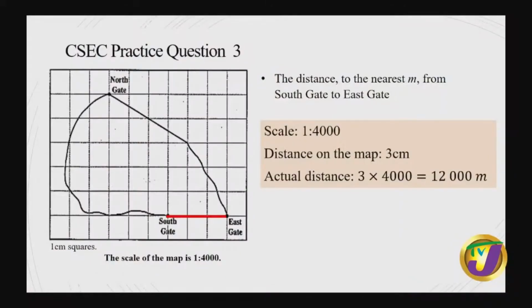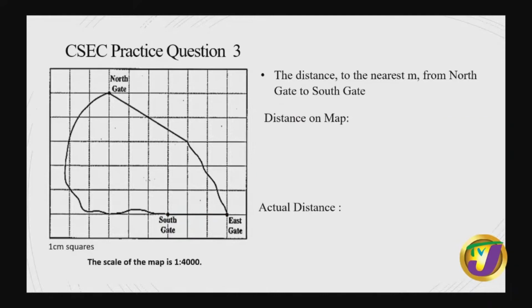Now, the next question asks us to find the distance to the nearest meter from north gate to south gate. Again, we have to identify the distance on the map from north gate to south gate, but this is a little bit different. We could have taken a different pathway, but we already know that the shortest distance between 2 points is a straight line. That's why we connected a line there from north gate to south gate.